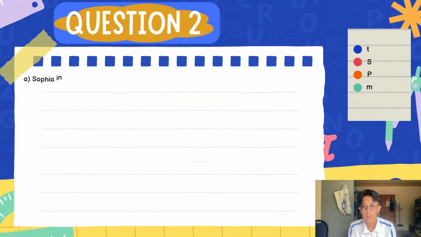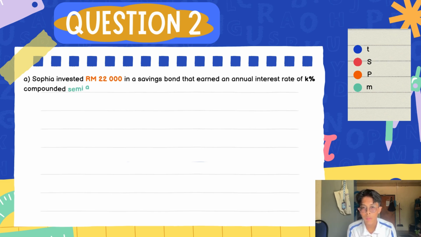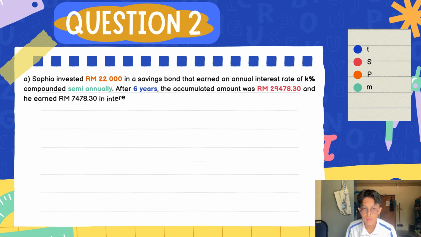Sophia invested RM22,000 in a savings bond that earned an annual interest rate of K%, compounded semi-annually. After 6 years, the accumulated amount was RM29,478.30, and she earned RM7,478.30 in interest. Find the value of K.